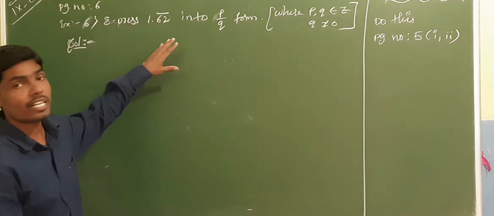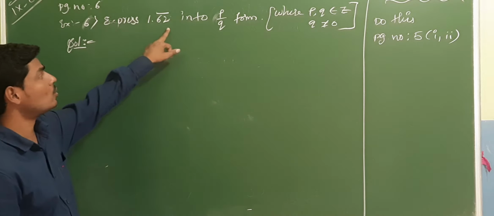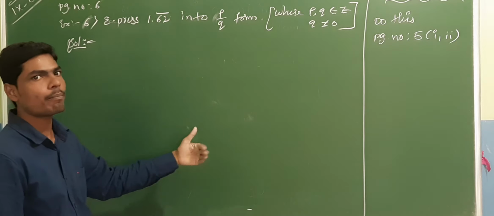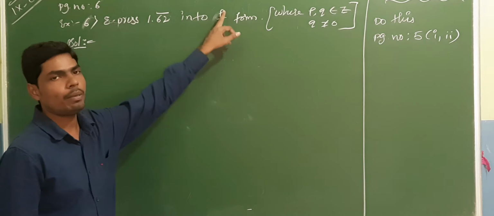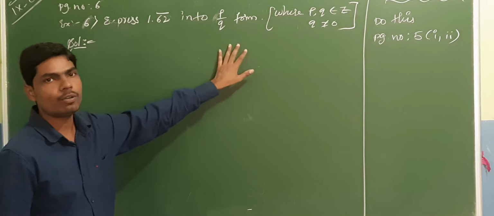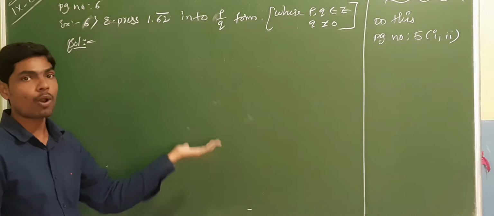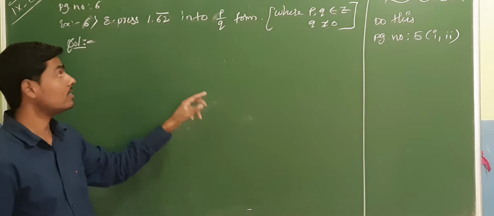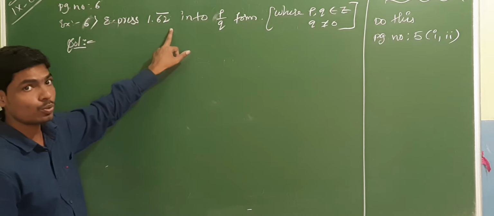So here is another problem, that is 1.62 bar. That means these 2 digits, 62, are repeating a number of times, and we have to convert it into p by q form. In the previous problem there was no bar, it was simply 3.28. Now here it is 1.62 bar.